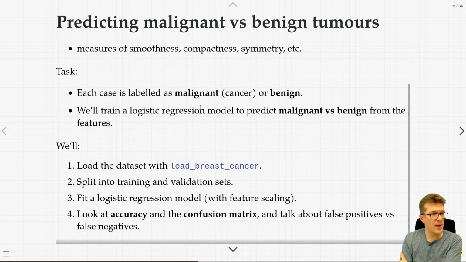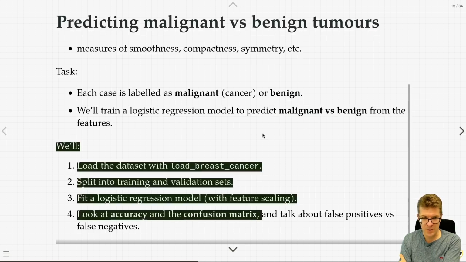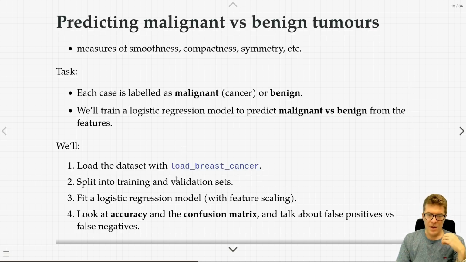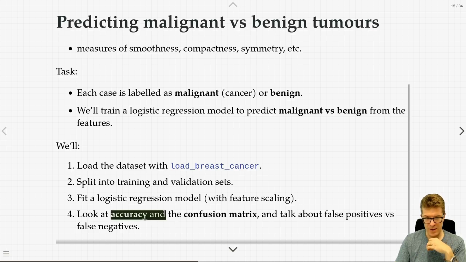We'll have a label. The label will be malignant or benign, so y equals 1 or y equals 0. We'll train logistic regression to optimize those W's and B's we talked about a moment ago to make as accurate predictions as possible. First, we'll load the data set. We'll split it into training and test or validation. We'll fit our model, which will be done under the hood for us. And then we'll look at metrics like accuracy, and look a bit more deeply with confusion matrices.